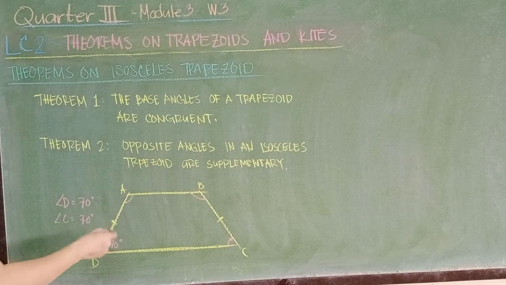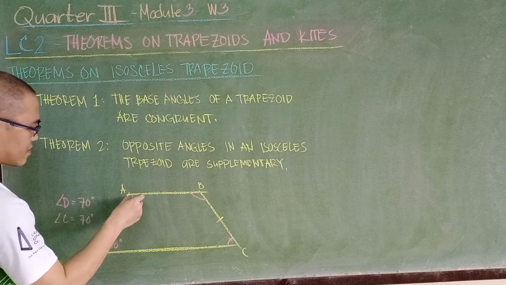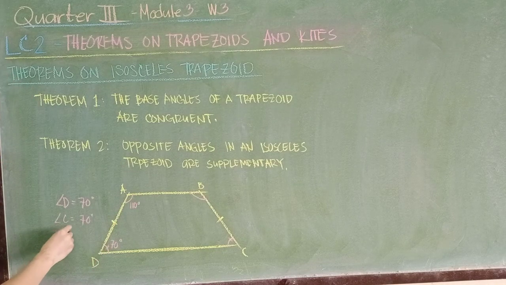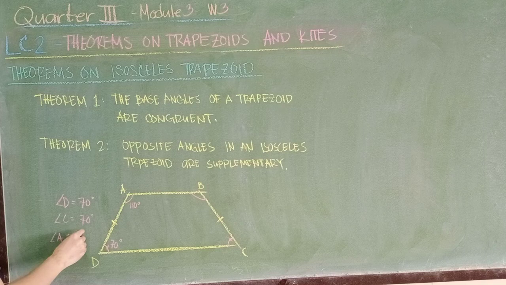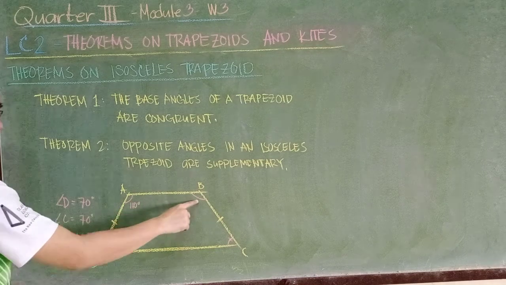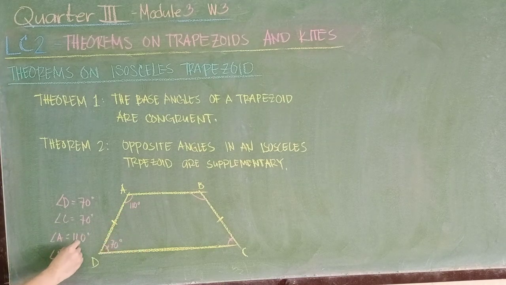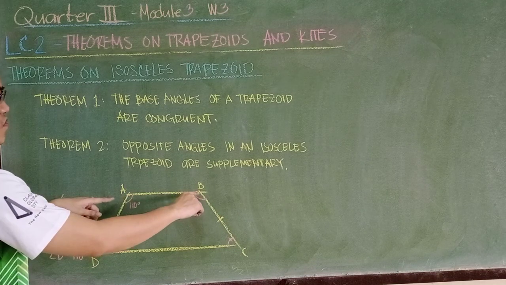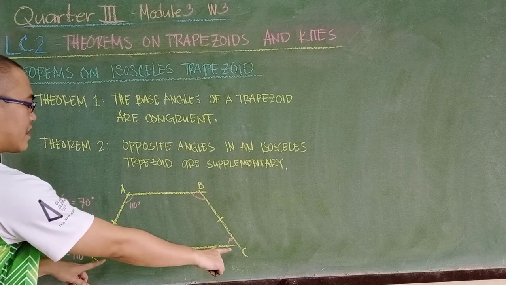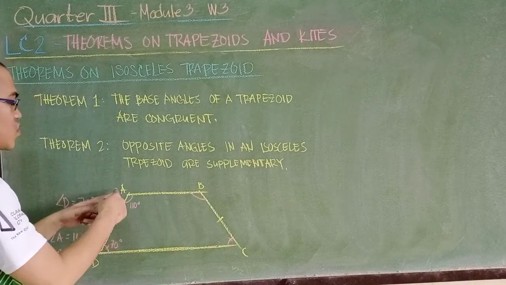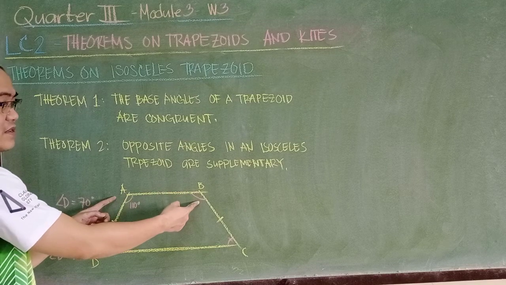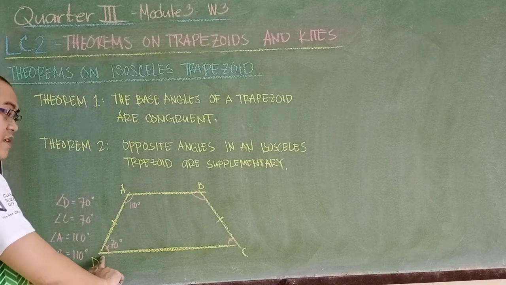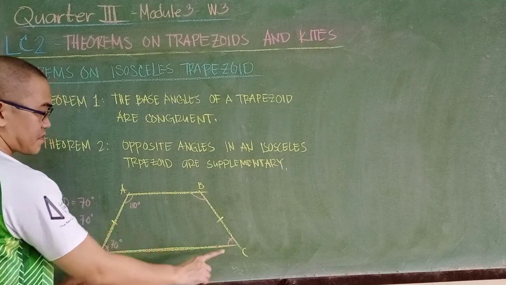Yung angle A, let's say this is 110 degrees. Yung angle B is also 110 degrees. So yung mga upper base angle, congruent sila. Yung mga lower base angle, congruent sila. Which means, kung anong sukat ng A, yun din ang sukat ng angle B. Kung anong sukat ng angle D, yun din ang sukat ng angle C.